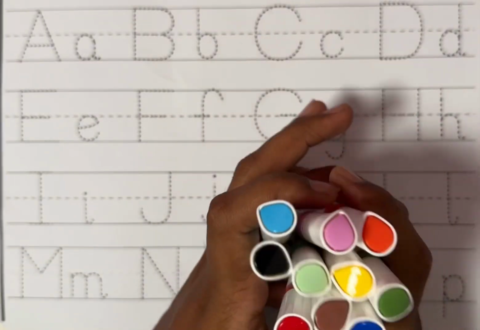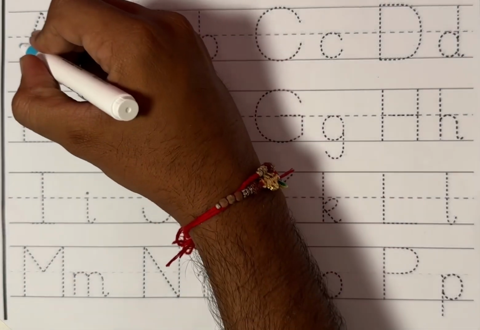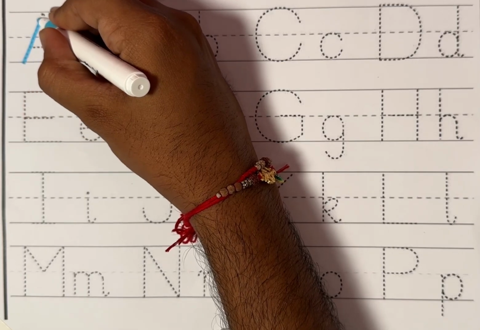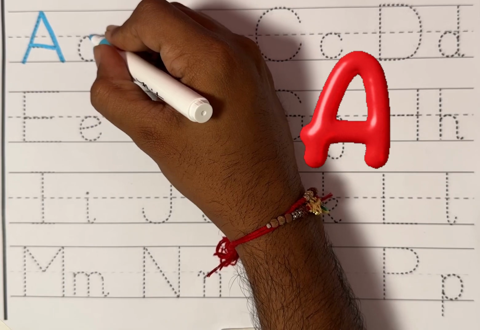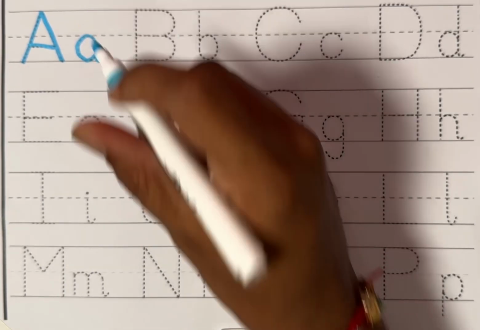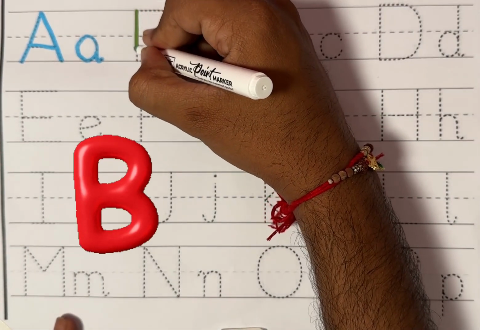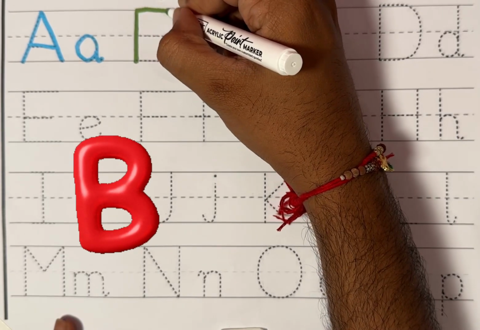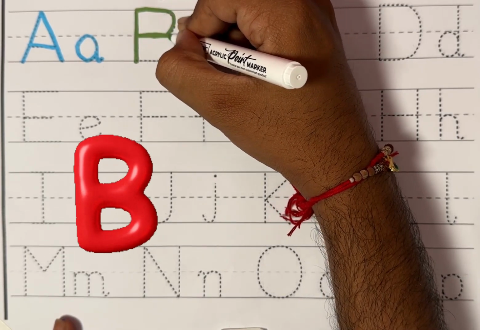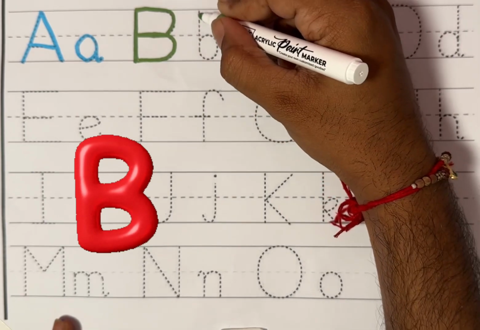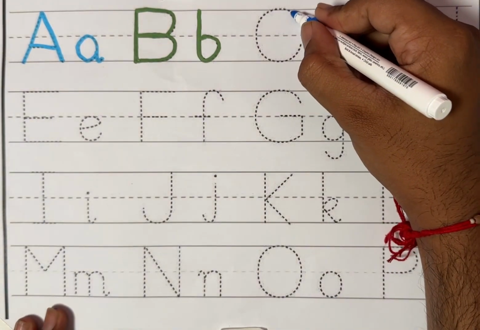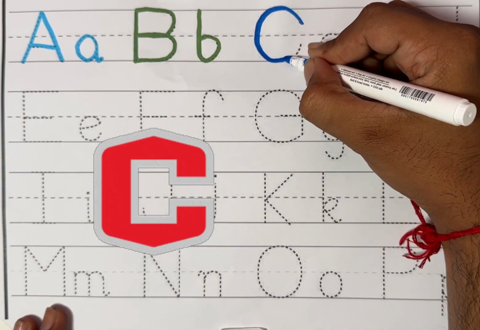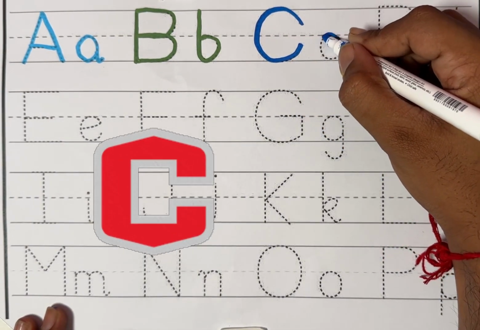Now let's learn some ABCD. A for ant. B for bee. C for cow.